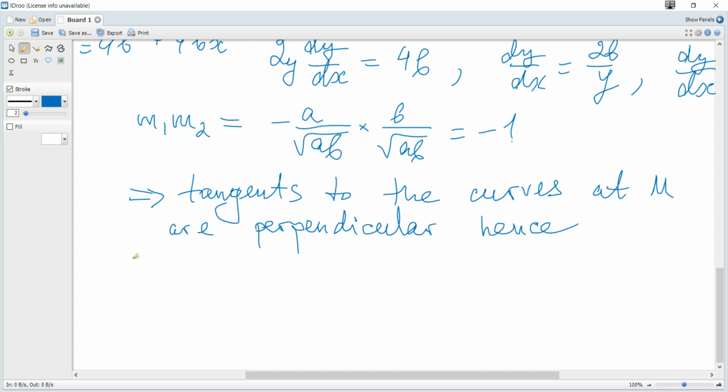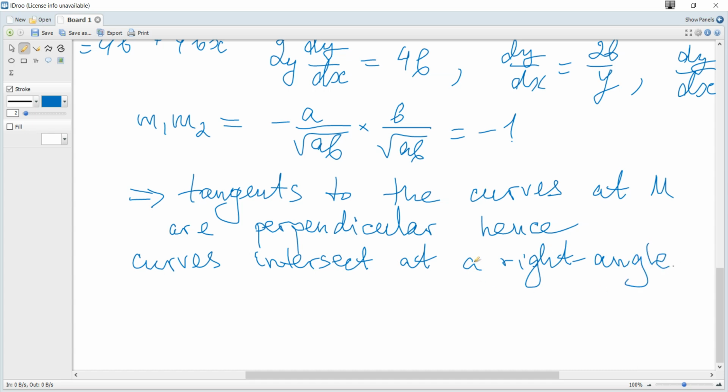Hence the curves intersect at right angle as required.